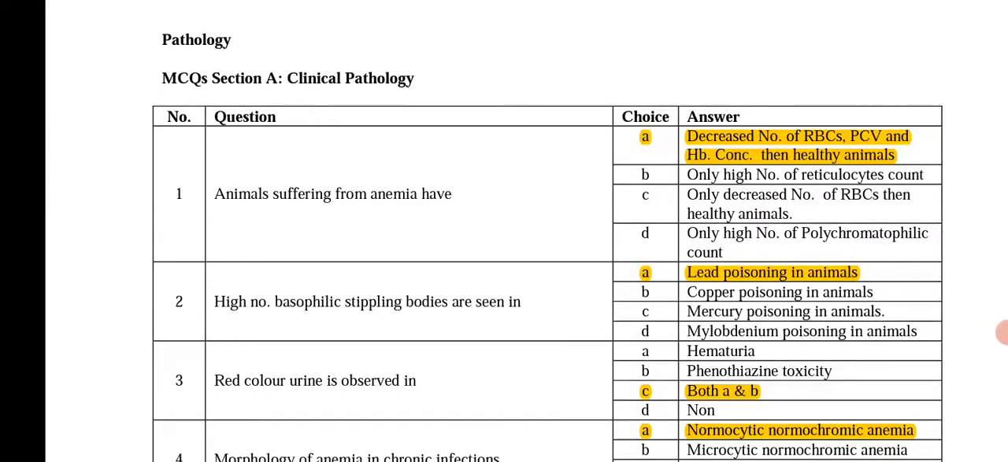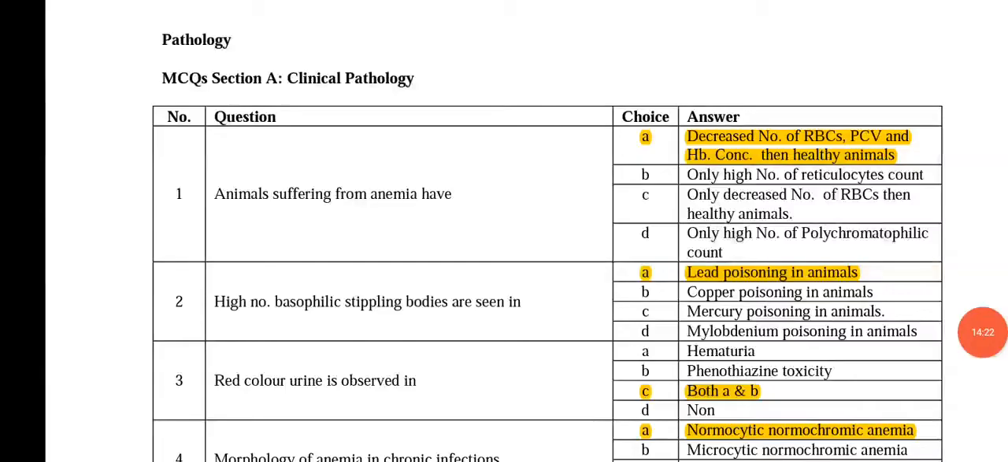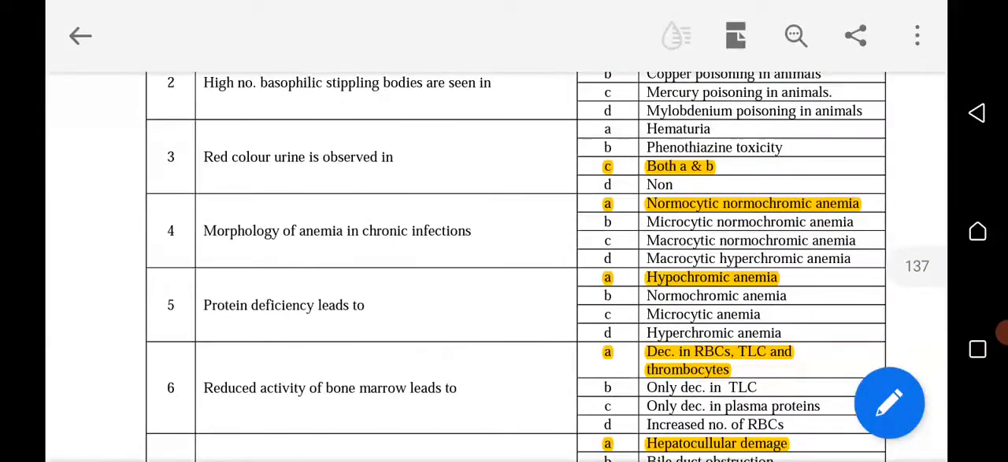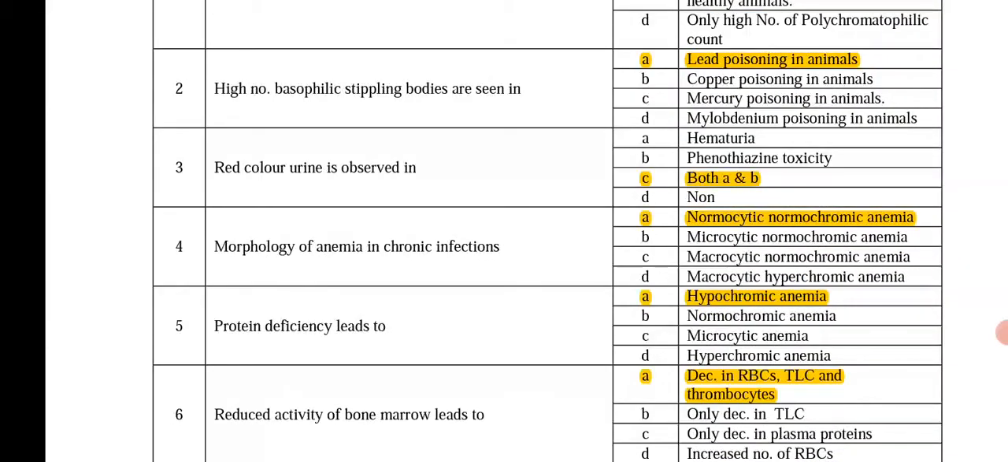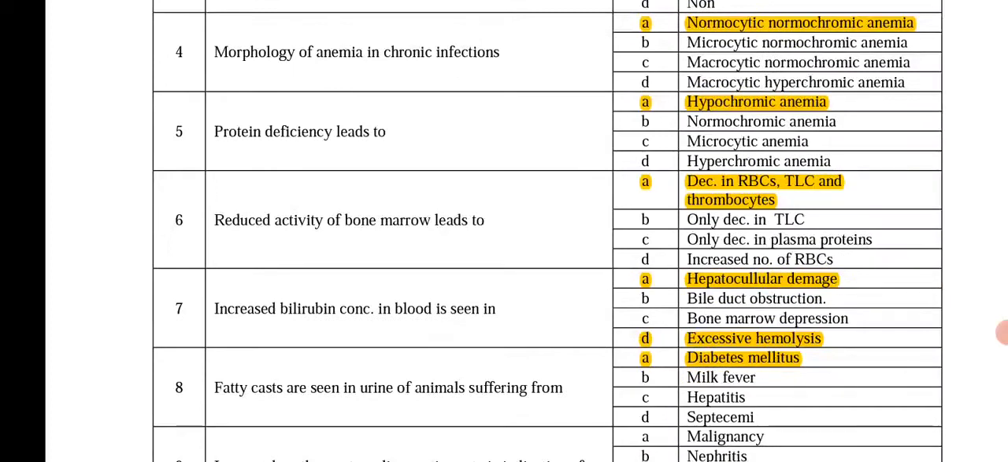Animals suffering from anemia have a decreased number of red blood cells, packed cell volume, and hemoglobin concentration compared with healthy animals. A high number of basophilic stippling bodies are seen in lead poisoning in animals. Red color urine is observed in both A and B. Morphology of anemia in chronic infections is normocytic normochromic anemia. Protein deficiency leads to hypochromic anemia.